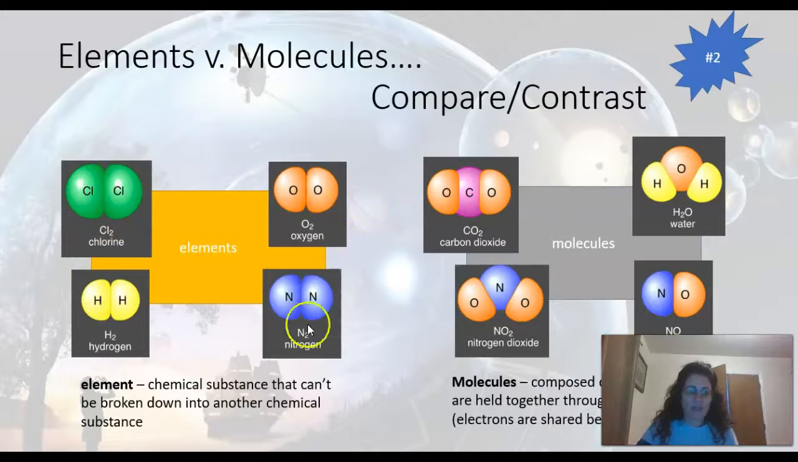We'll be looking at some of these. So we have an element definition: a chemical substance that can't be broken down into another substance. And you can see some examples up here on the board. You can also see molecules. Molecules mean that there are two or more atoms that are held together through a bond, so the electrons are shared. We'll learn more about how that works a little bit later in this semester. But the main idea is that elements are atoms of the same kind. Molecules, not necessarily. You can sometimes find some of the same kind, but they're connected to each other using other elements.